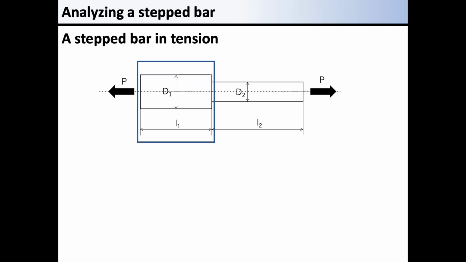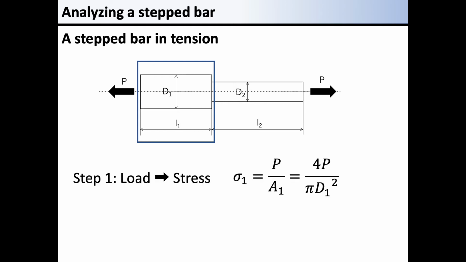We are starting with stress of the left portion of the bar. Stress is the load divided by the area of cross-section. For the section on the left, assuming that the cross-section area is A1, it is the square of D1 divided by 4 multiplied by pi. So, we get the stress by dividing the load P by pi D1 square divided by 4.